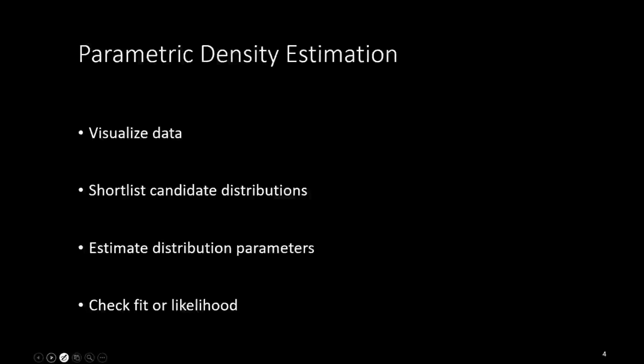So the easiest way to do density estimation is to do parametric density estimation. What that means is, we assume that the underlying distribution is a distribution of a known kind with a certain set of parameters, and then all we need to do is estimate those parameters. So the complete way of looking at it would be that we would first visualize the data, then shortlist candidate distributions, then estimate the distribution parameters, and then check the fit or the likelihood of that distribution.